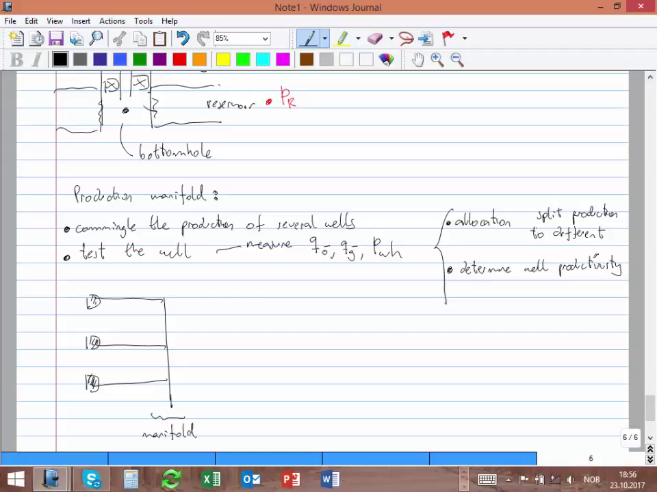Okay. And that's something extremely important that allows you to see how the well is performing. What other application? Okay, so it's used for reservoir modeling.